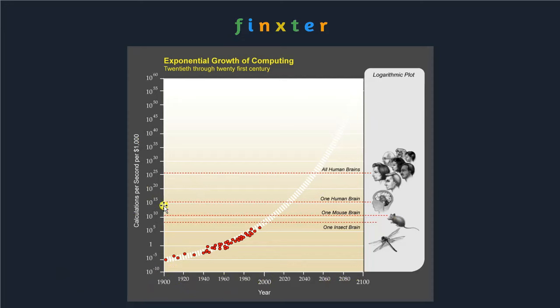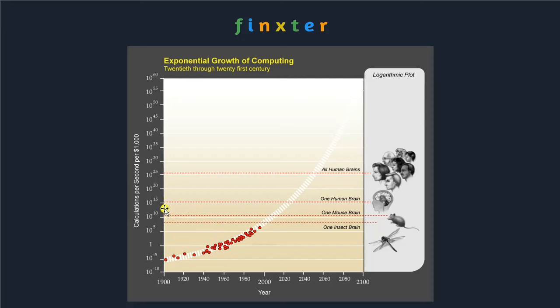So going up here actually increases our calculations per second per $1,000 by orders of magnitude, right here by 10 to the power of 20 to 10 to the power of 25. So this one step is like a 10,000x increase. And so we have 10,000 times that many calculations per second. And you see, one human brain can perform 10 to the power of 15 calculations for $1,000.